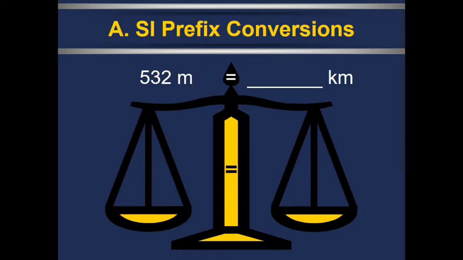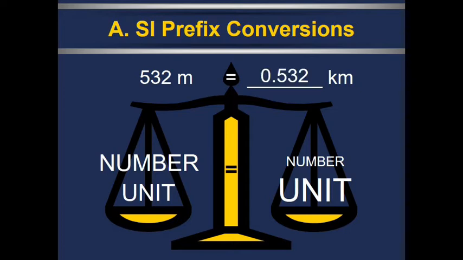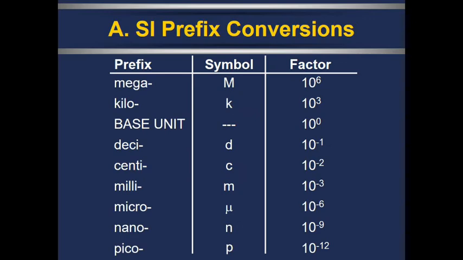Some things you need to know, though, if you were trying to balance your scale, for instance, in this one, 532 meters, we have a number and we have a unit. If we're converting to kilometers, kilometers is a larger unit than meters. So to balance it, I need a smaller number. And we're going to figure out how do I get that smaller number today, to set up a grid and solve problems like this. So again, you have your SI prefixes table.